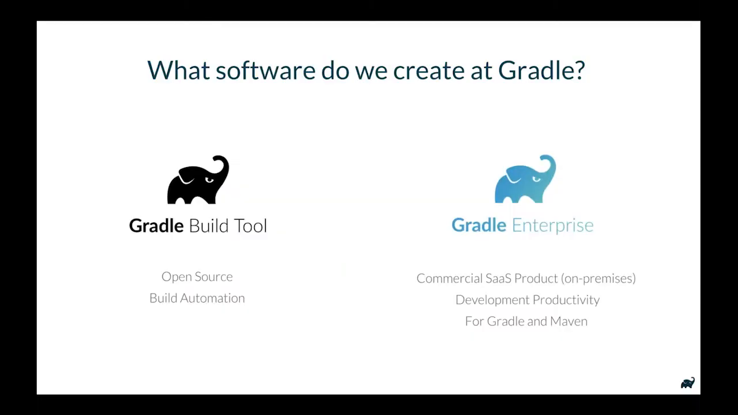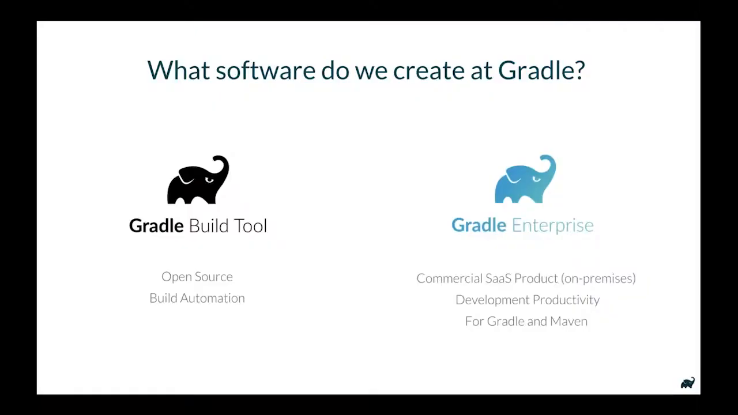Right. So we'll get started with an overview of Gradle Enterprise, but first we want to make sure there is no confusion when we talk about Gradle. So Gradle is the company developing two products. We have the Gradle build tool as well as Gradle Enterprise. The Gradle build tool is open source. It's a tool for build automation. Right. Not much more to say, very well known and used. And then we also have Gradle Enterprise. It's a commercial SaaS product. You install it on premises, and it gives you a very big boost in development productivity, obviously. And you can use it for Gradle and Maven. Right? That's why probably most people are here today.